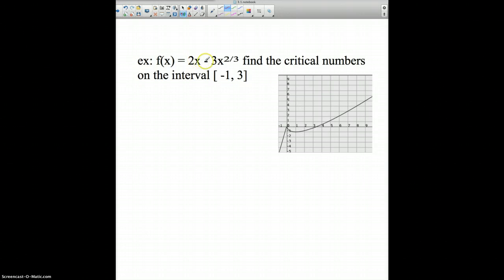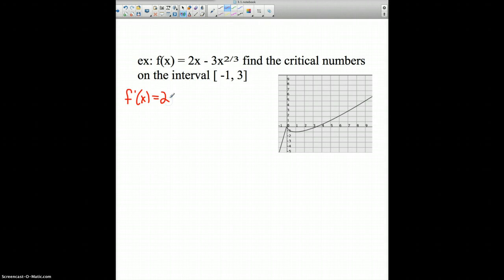So 2x minus 3x to the 2/3: find the critical numbers on the interval from -1 to 3, including -1 and 3. I showed you the graph there, but we're going to pretend we don't have it, okay? So we take the derivative.